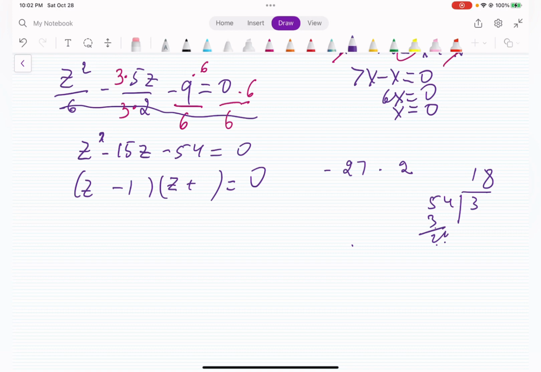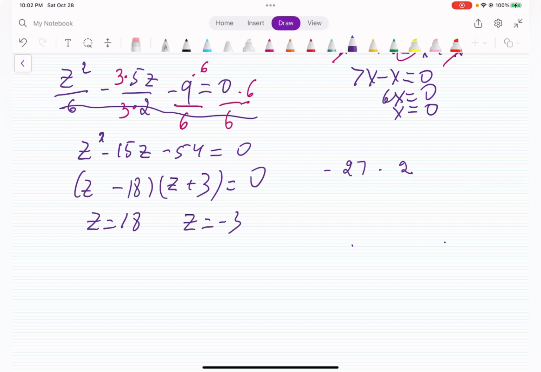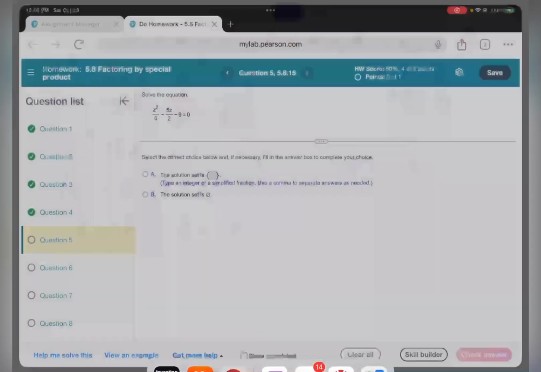Okay. All right. So what do we get? From here, either z is equal 18, because z minus 18 equals 0, or z is equal negative 3. 18 or negative 3.